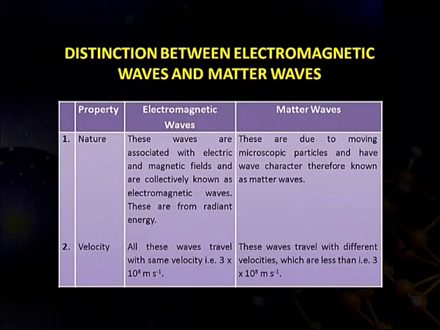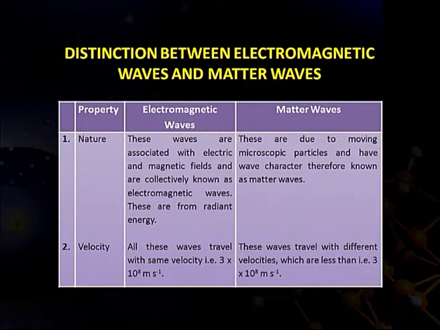Distinction between electromagnetic waves and matter waves. In this table, the properties of electromagnetic waves and matter waves have been characterized like this. Property: nature. Electromagnetic waves: these waves are associated with electric and magnetic fields and are collectively known as electromagnetic waves. These are forms of radiant energy. Matter waves: these are due to moving microscopic particles and have wave character, therefore known as matter waves.